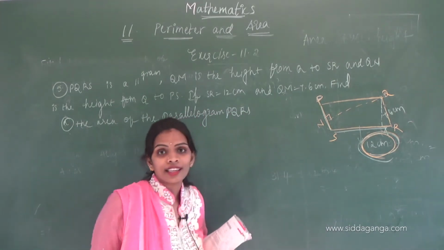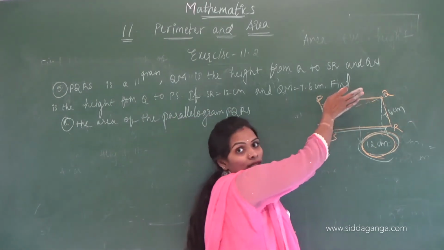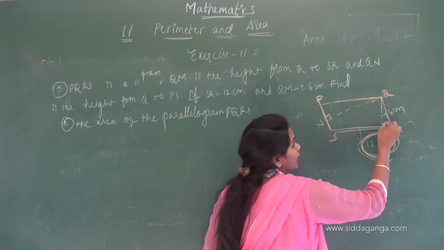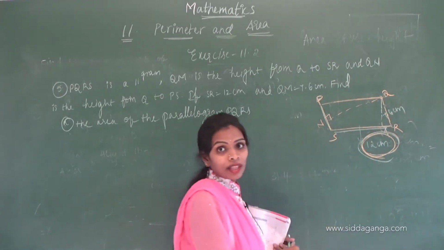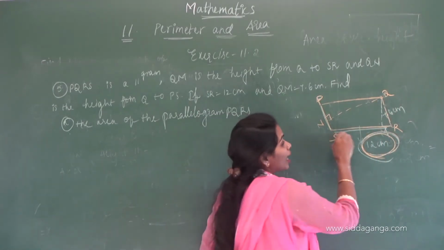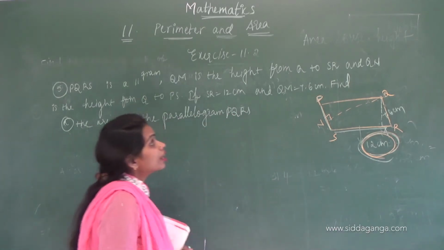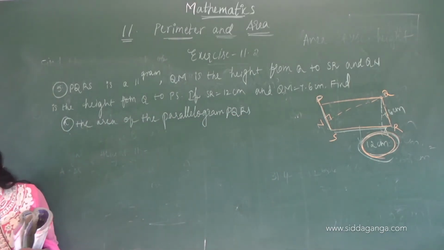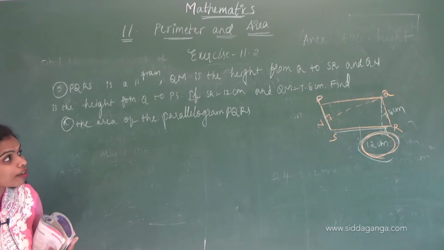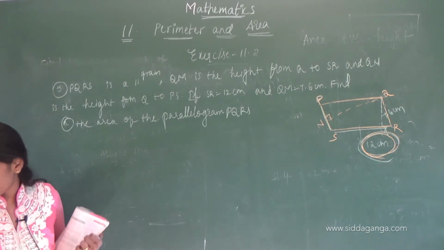Here, just see here children, just neglect this one. We know the height of a parallelogram, that is 7.6 centimeters, and also the base of a parallelogram, that is 12 centimeters. Then we can find the area of a parallelogram. Afterwards, for the second question, there is some twist.